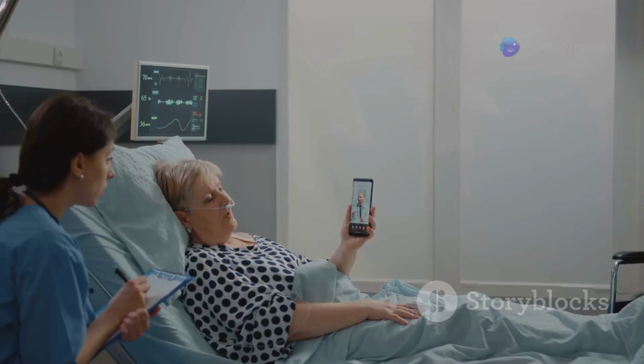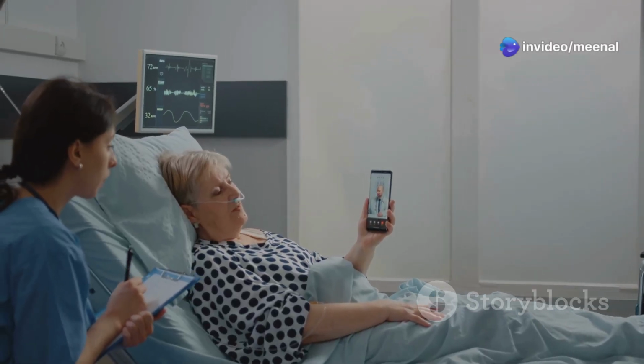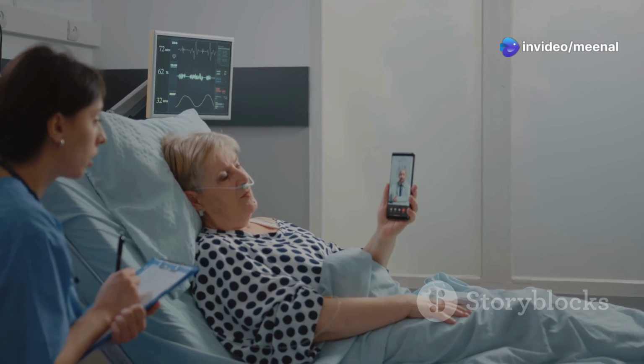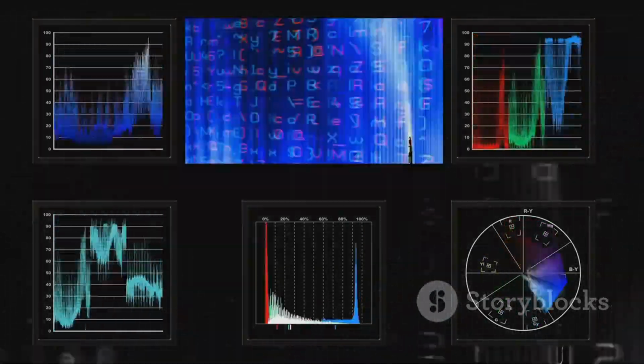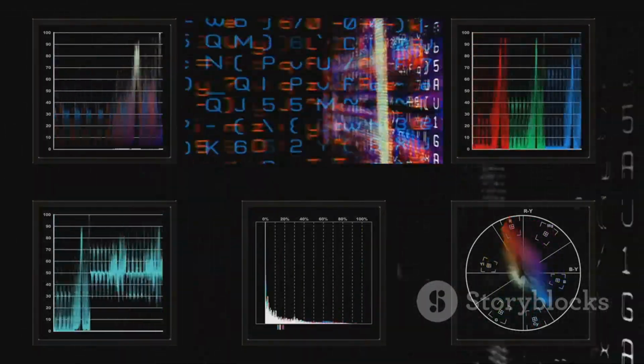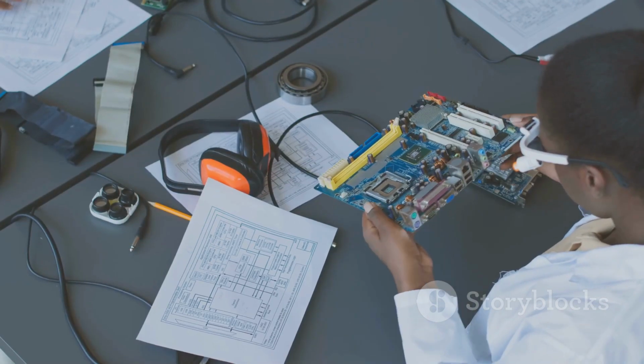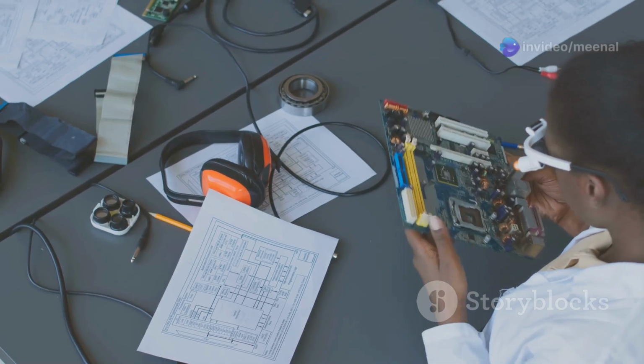From the smartphones in our pockets to the advanced medical equipment used in hospitals, SPI quietly works behind the scenes, ensuring the seamless flow of data that makes these technologies possible. The beauty of SPI lies in its simplicity and efficiency.